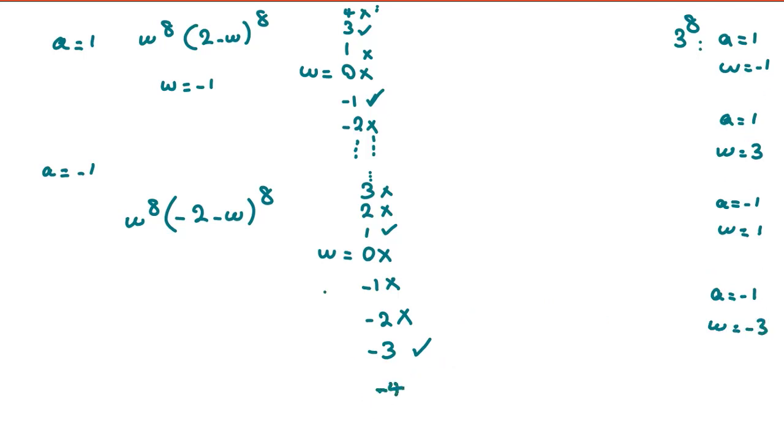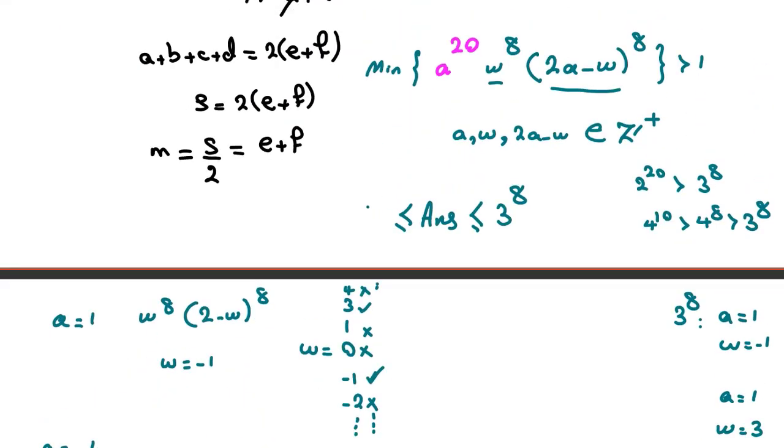If it is negative 4, then this one is 2. This one is 4 to the 8. It will be greater. If it is negative 5, it will be 5 to the 8. Negative 5 to the 8 equals 5 to the 8. It will be greater and greater. So we've checked all cases. 3 to the 8 was the minimum case that we found. So the answer is 3 to the 8.